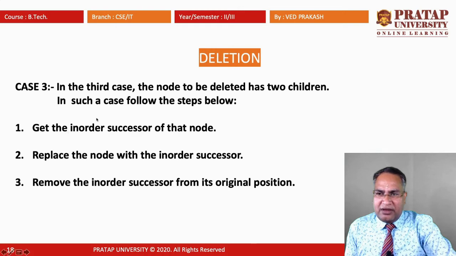In case 3, we basically remove a node which has two children, and when we remove such a node, we follow three steps. First, get the in-order successor of that node. Second, replace the node with the in-order successor. Step 3, remove the in-order successor from its original position.